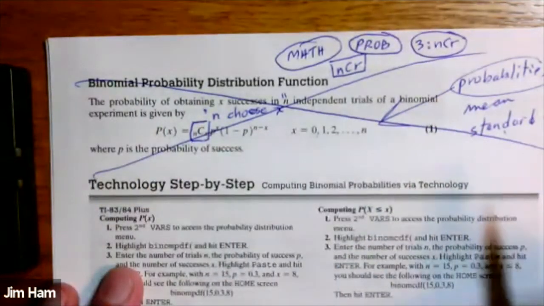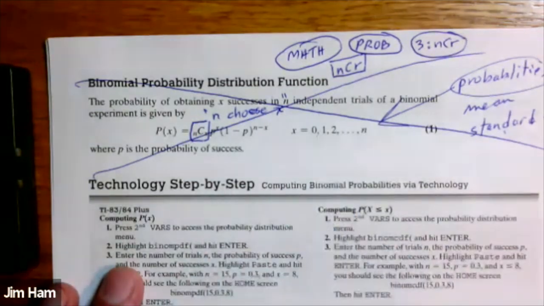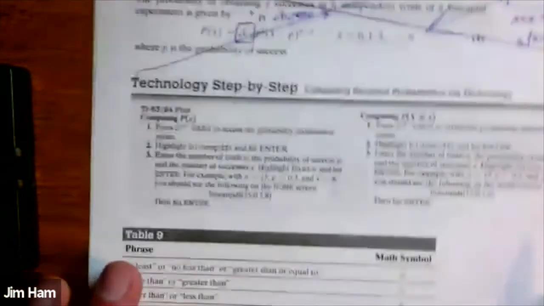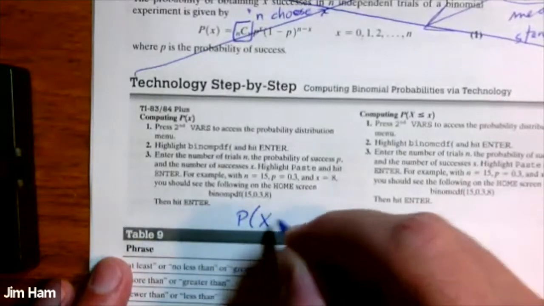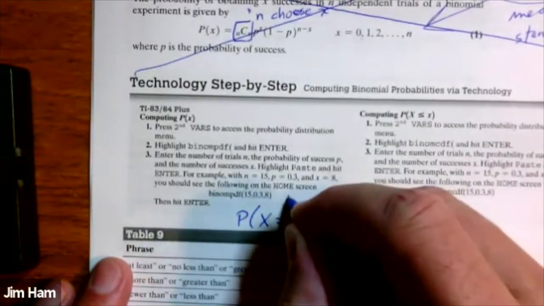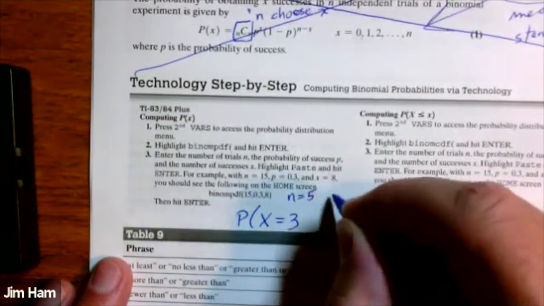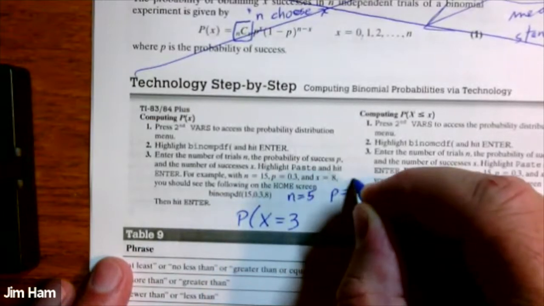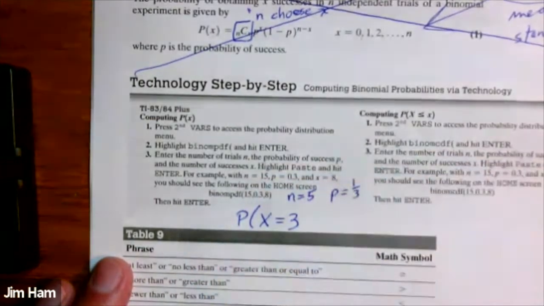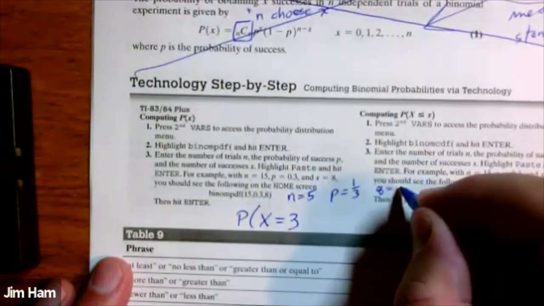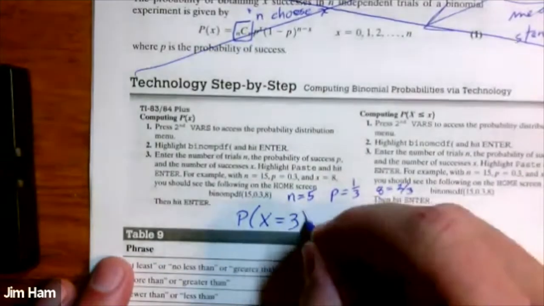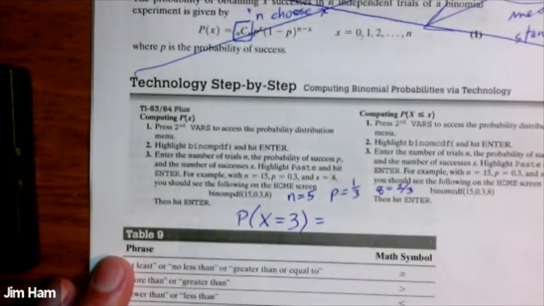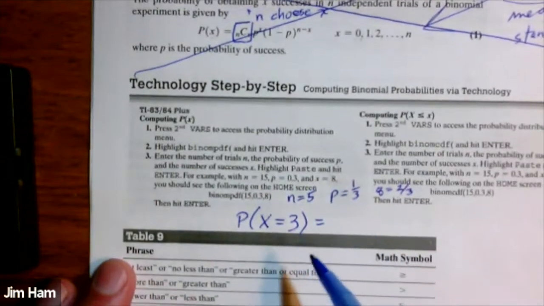I X'd it out because I would prefer, well, you can do it the way you want, but it's so much easier with the calculator, and I want to show you that. The probability that X equals 3, let's say N is equal to 5 and P is equal to 1/3. So Q would be 2/3, 1 minus 1/3.